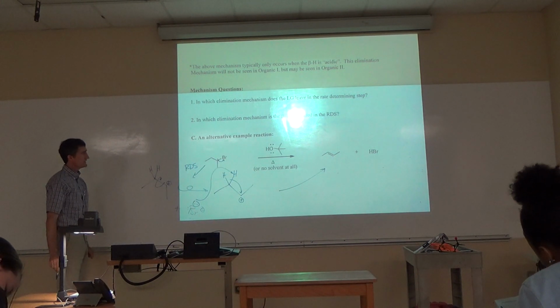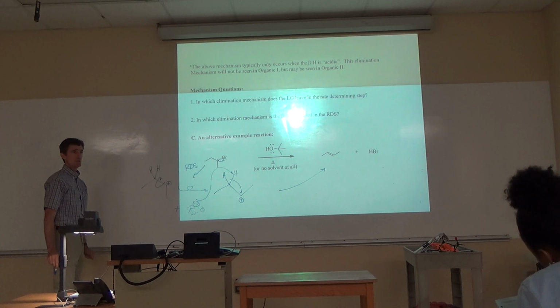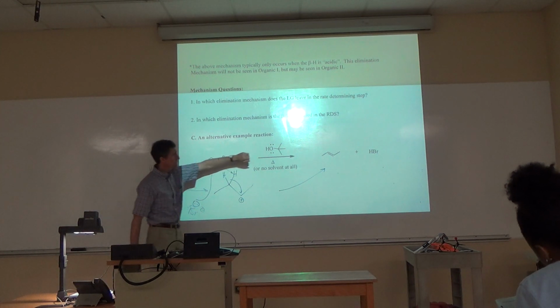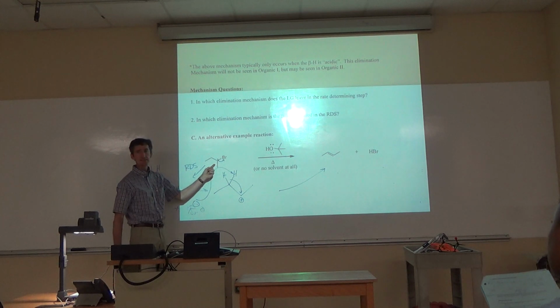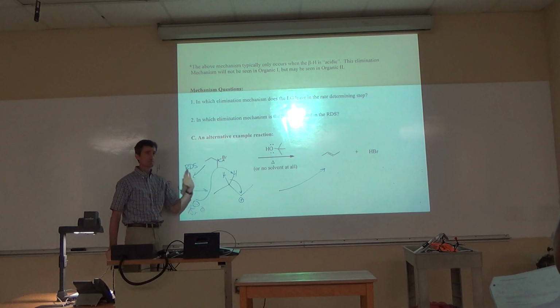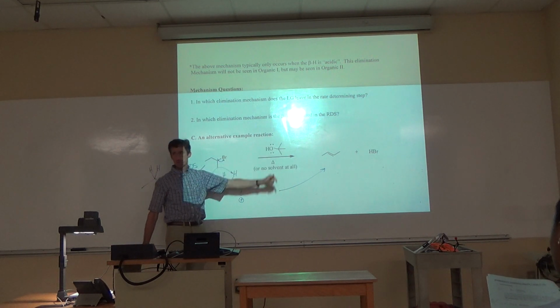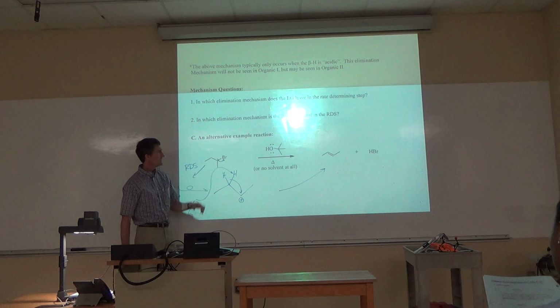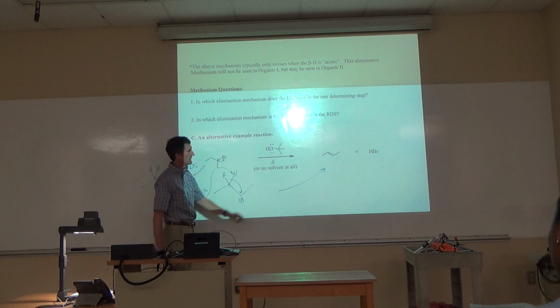This is an E1 mechanism. Weak base, or no base at all. You could do this with no salt, with nothing at all over here. If you just take this molecule and heat it, it may just eliminate HBr by this mechanism. And here the solvent really did nothing. It just acted as solvent. It could have acted as base. You could have had that act as the base instead.